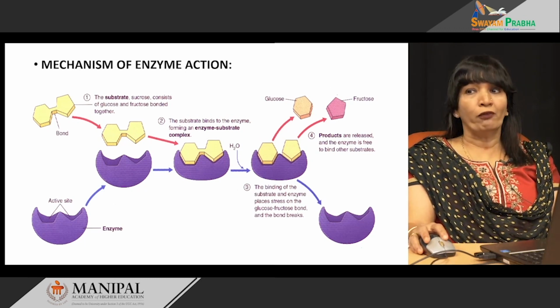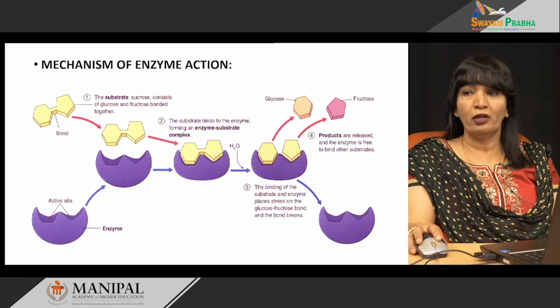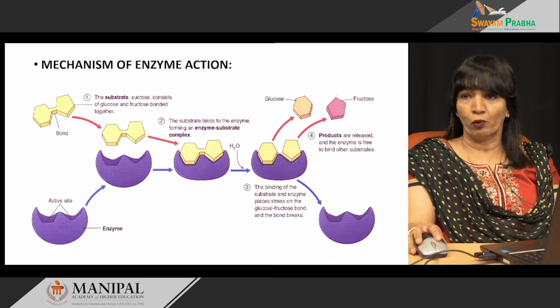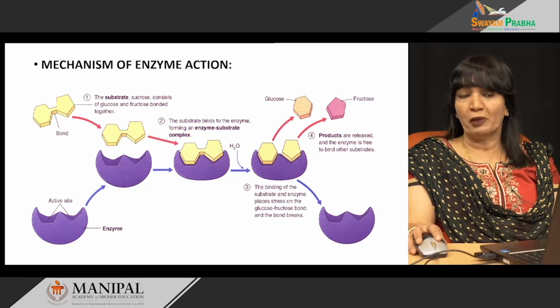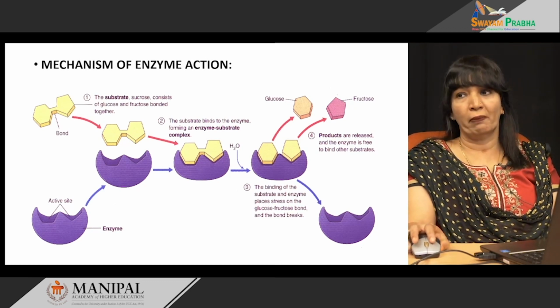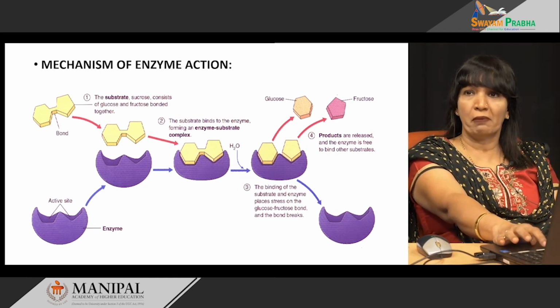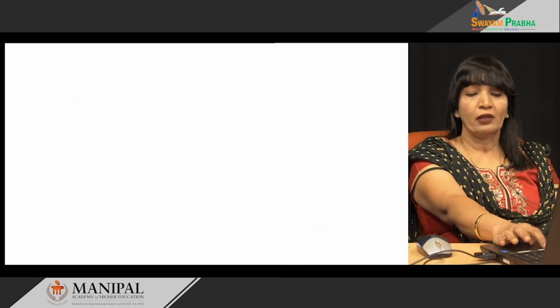So, the binding of the substrate and the enzyme places a stress on the glucose and fructose bond, and the bond is broken. When the bond is broken, I have the products, that is glucose and fructose, being released, and the enzyme is free for some other substrate to come and bind to it. So, this is the basic mechanism for any enzyme catalyzed reaction.